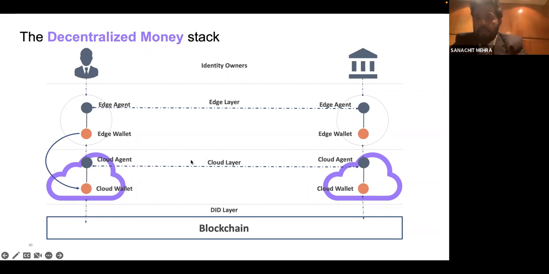So as you can see, what's really changed is the fact that the edge agent available with the end user is now able to sync with the cloud agent. What's also changed is the fact that I've replaced the central ledger with the blockchain. And that's one of the flavors that RBI also mentioned.